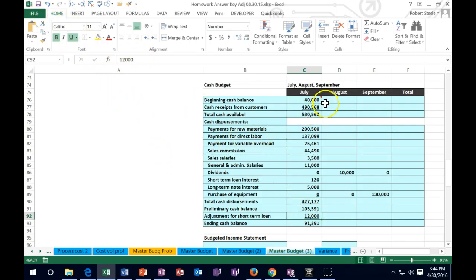So we're going to move to August now. So we're going to go to August, and the beginning of August will equal the end of July in terms of cash.